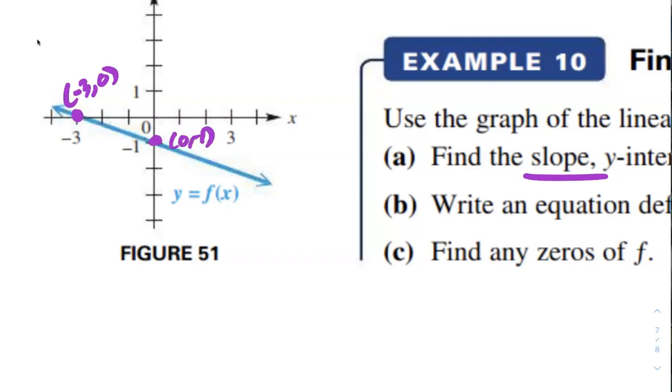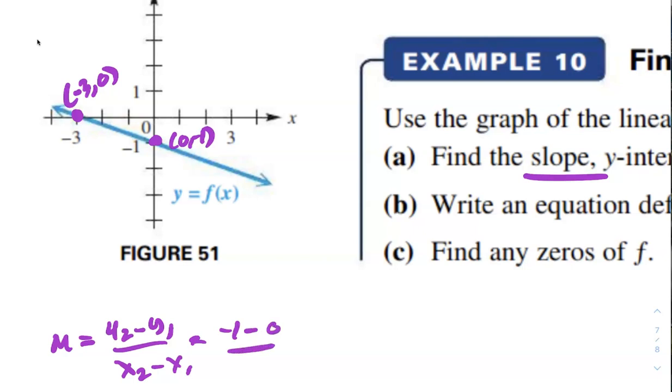Now, if you want, you just use the slope formula: y2 minus y1 over x2 minus x1. It would be -1 minus 0 over 0 minus -3, which gives me -1 over 3, so -1/3. That should be my slope.